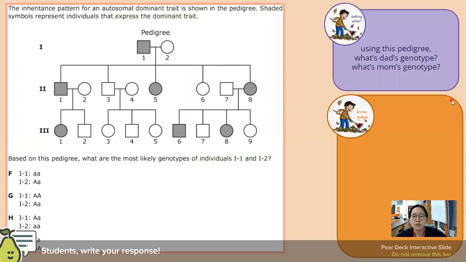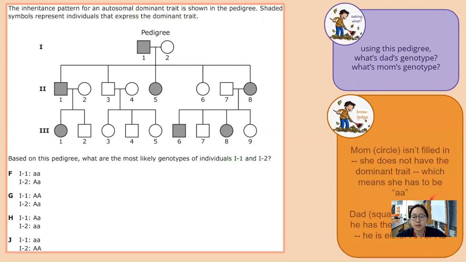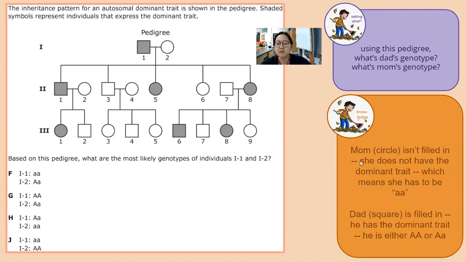Well, using this pedigree, we're going to have to figure out what knowledge we have on this pedigree. And what we can see is that mom's circle is not filled in, which means she does not have a dominant trait, which means she has to be recessive, right? Dominant means that it'll show even if there's just one single copy of that allele. So it means she has to have both recessive alleles. But the dad's square is filled in, so he has a dominant trait, but we're not really sure exactly if he's capital A, capital A, or capital A, lowercase a yet.